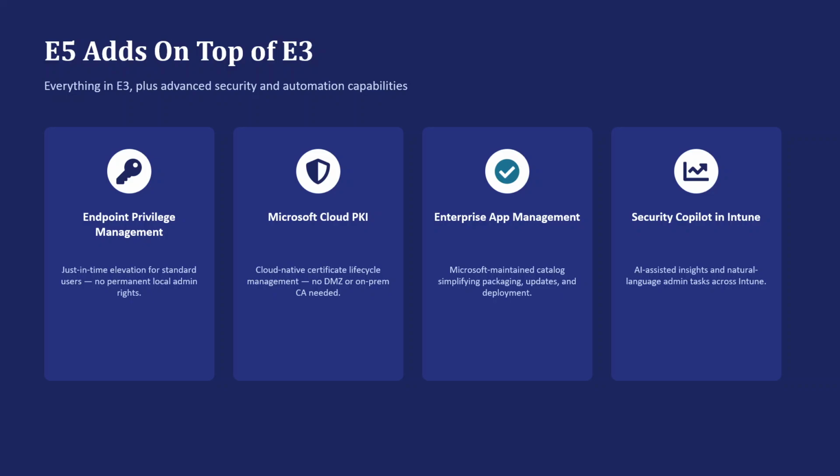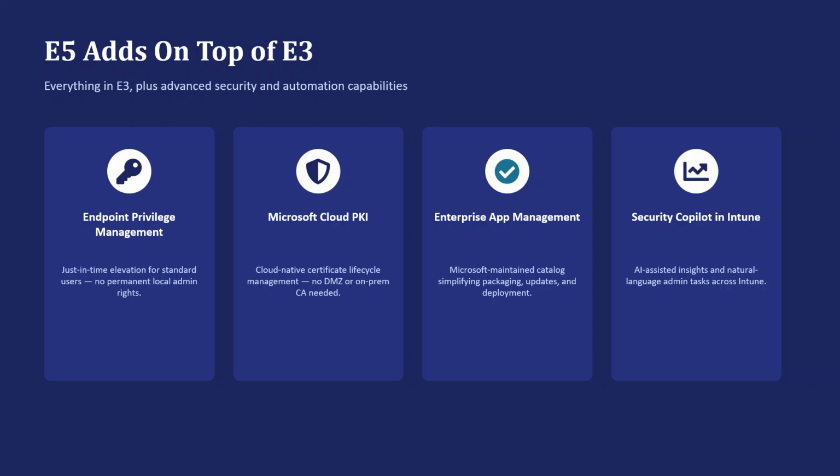First is the Endpoint Privilege Management, just-in-time evaluation for the standard user, no permanent local admin rights needed. Microsoft Cloud PKI, cloud-native certificate lifecycle management, no NDES or on-prem CA is needed. This is a very big improvement. Cloud PKI, you directly manage it by the Cloud API.